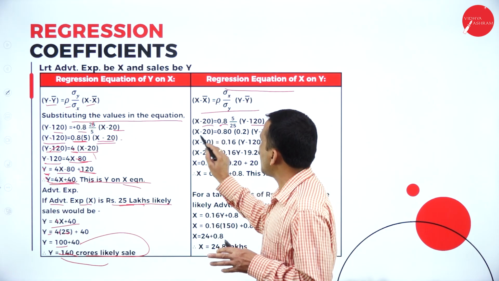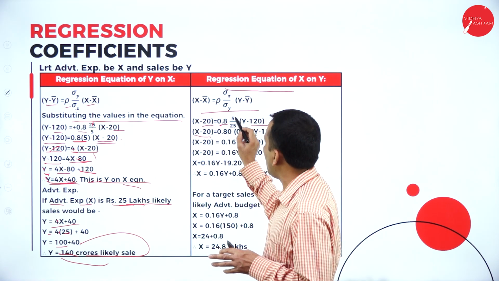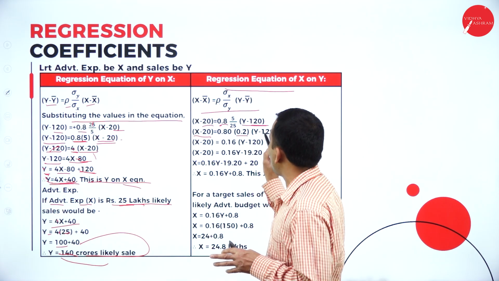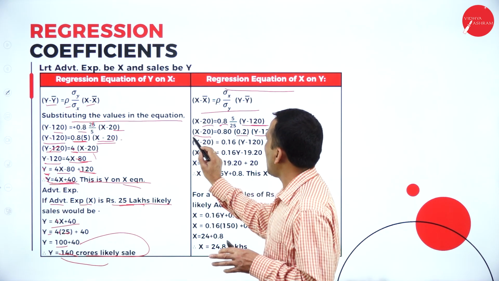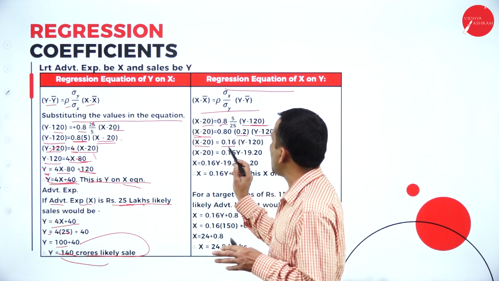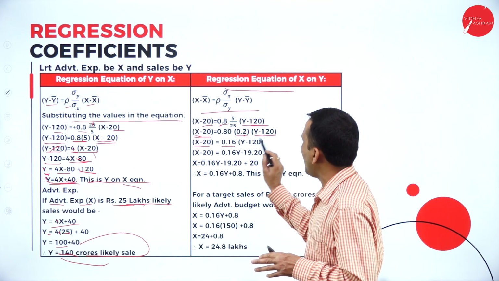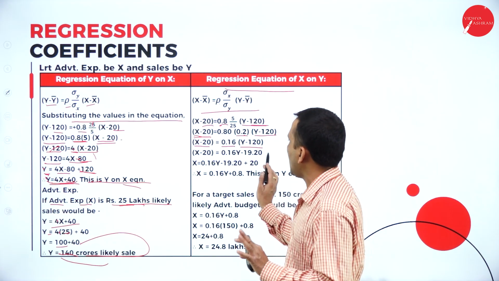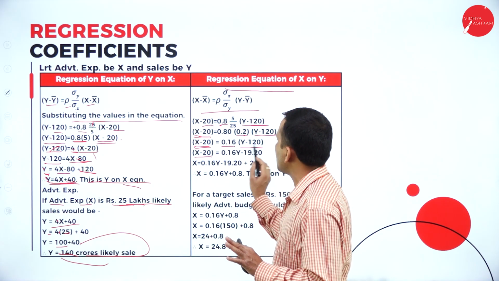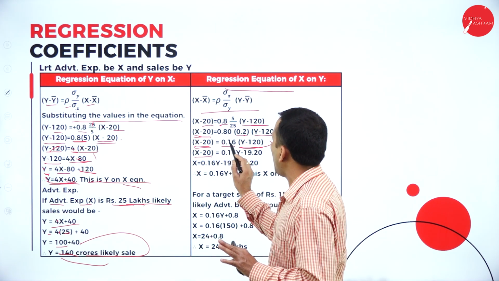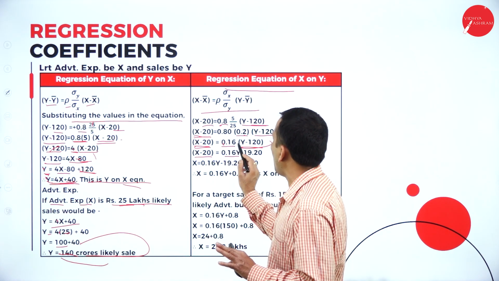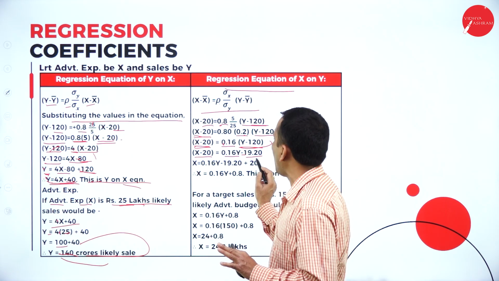So x minus 20 as it is, we are simplifying this one: 5 divided by 25 is 0.2. Okay, and as it is we are writing y minus 120, and now I just want to multiply. If I multiply 0.8 by 0.2, I am getting 0.16. So y minus 120 as it is. So I just want to multiply with these two values: 0.16 into y, 0.16y, minus sign same, 0.16 into 120, we are getting 19.2.